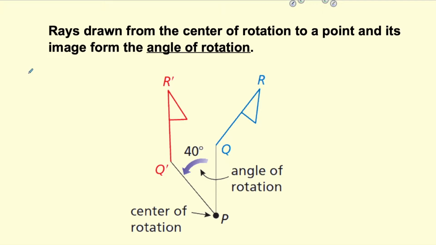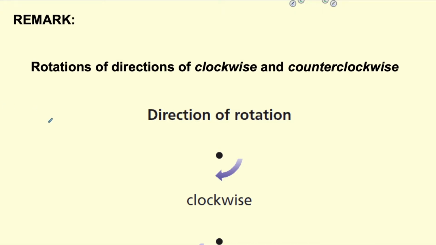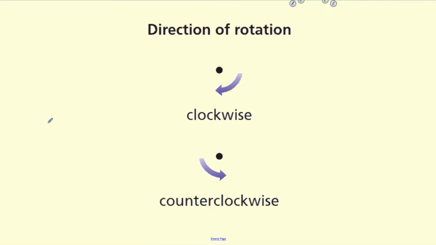So you have a rotation here. Like I said, it's a transformation in which the object is turned or pivots around a fixed point. It's also important to note the direction, counterclockwise versus clockwise. If we don't imply a direction, we're going to assume it would be counterclockwise.